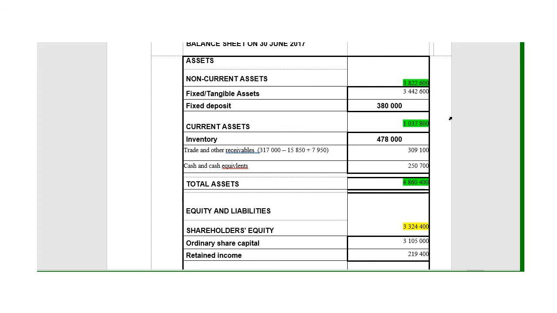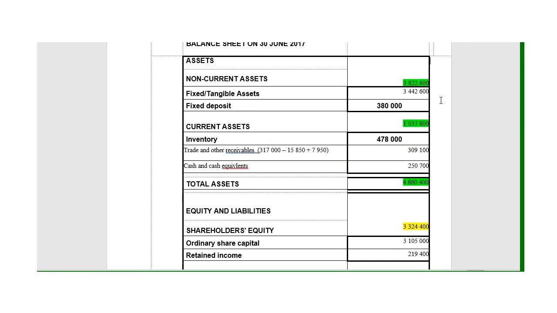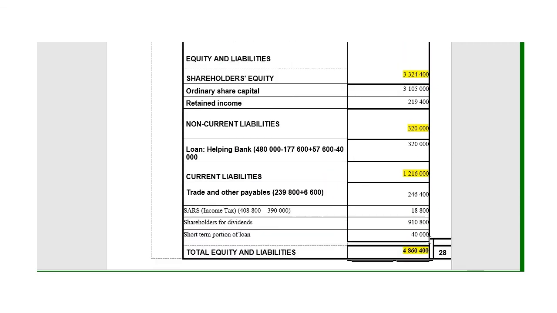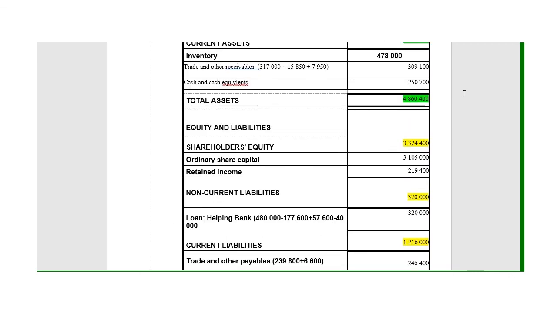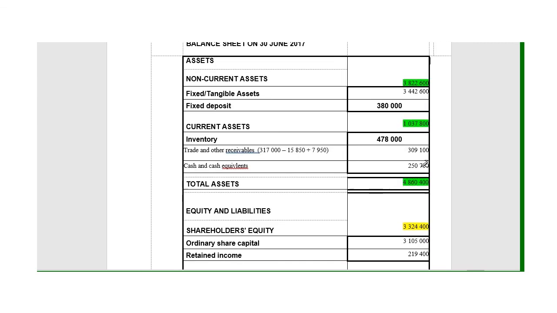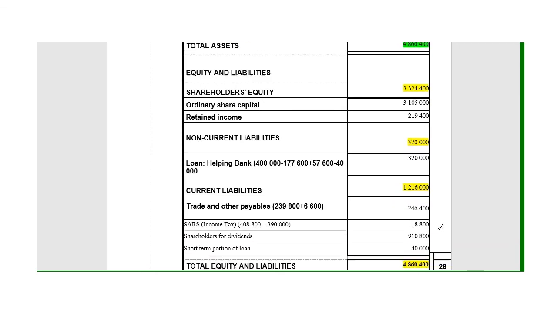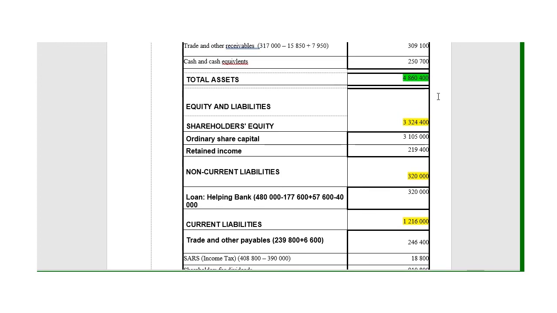Good, and that is then how we do the balance sheet. They often give you a balance sheet with something missing, and that would then require you to work back like we did in this one. So just remember what you need to add to get to what figures, and these highlighted ones are the ones that we need to add. If you know what to add, you can then work back to get to any missing figure.